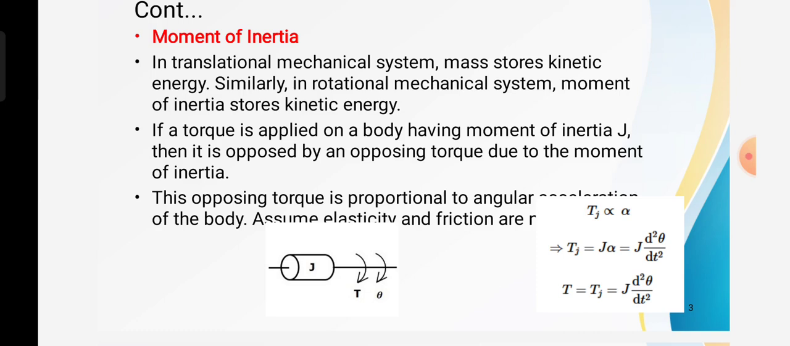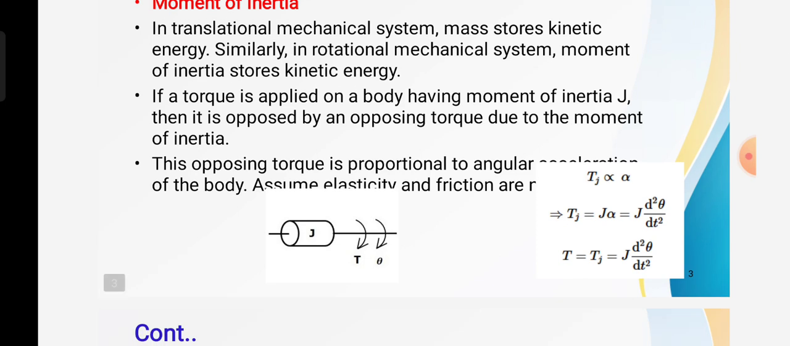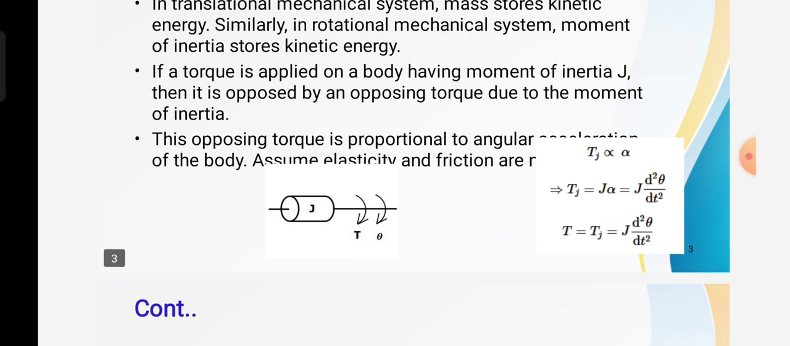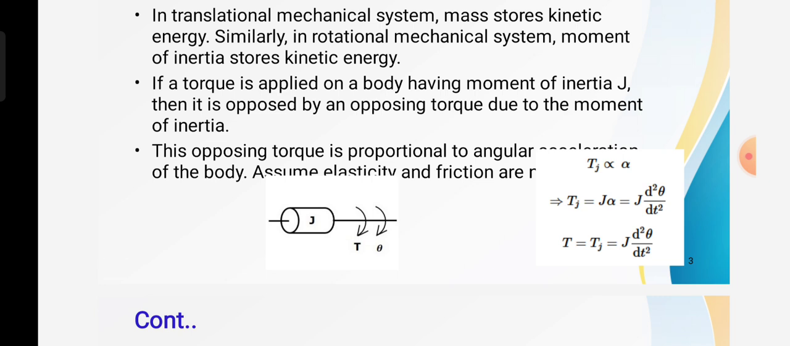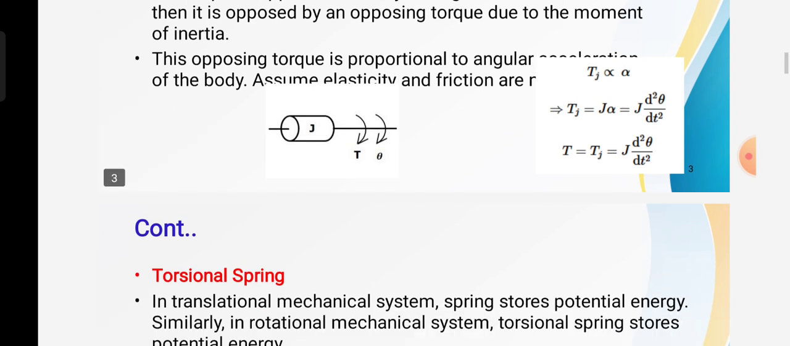The opposing torque due to moment of inertia is proportional to angular acceleration, where T is the applied torque and Tj is the opposing torque due to the moment of inertia of the body. So Tj is proportional to alpha, and Tj is equal to J alpha, which is equal to J d square theta by dt square. By Newton's law, the sum of applied torques is equal to the sum of opposing torques. Therefore, T is equal to Tj, which is equal to J d square theta by dt square, where J is the moment of inertia constant.